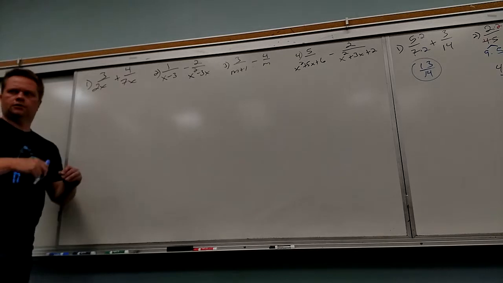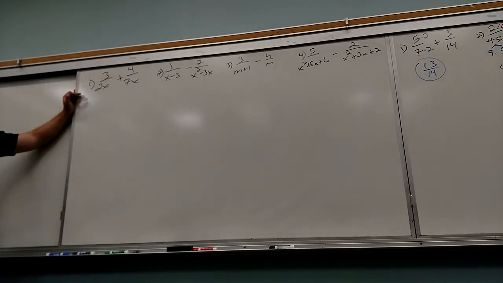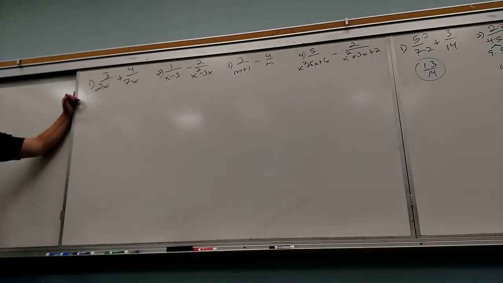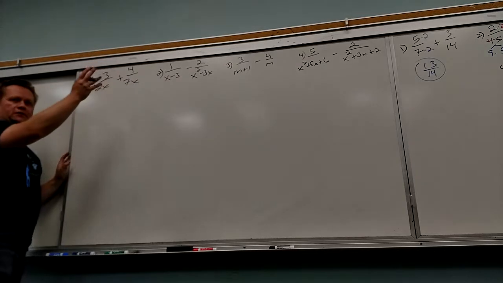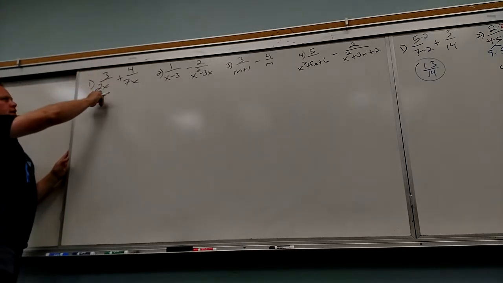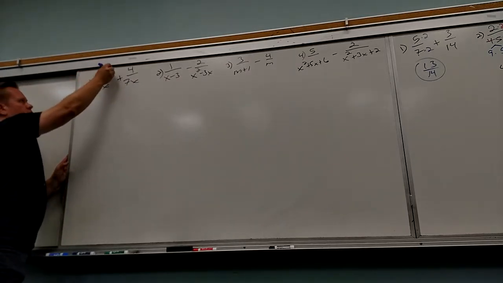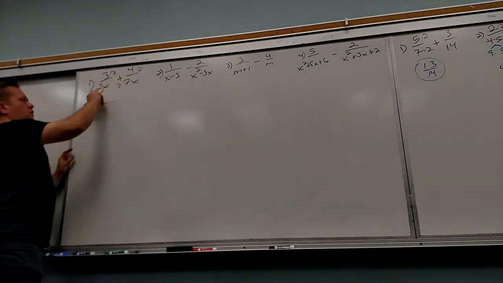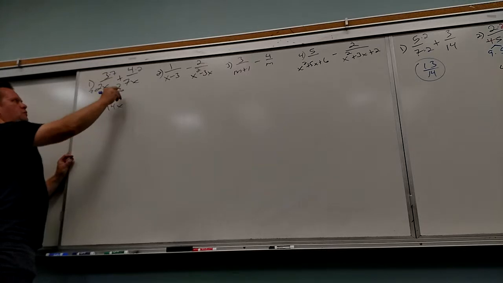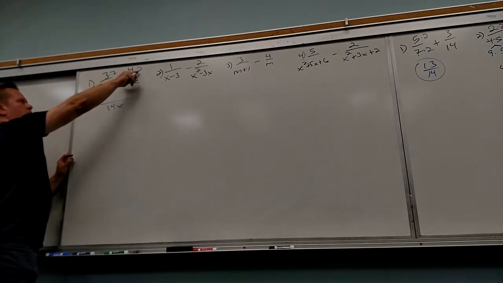Alright, let's take a look here. First one, it's kind of funny, the variable invasion on the first one is very minimal. Just put an X in both, so it almost doesn't even matter. This guy needs a 7, and this guy needs a 2. So they both end up with 14x on the bottom, and here we get 21 plus 8.